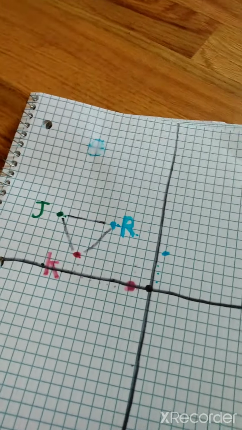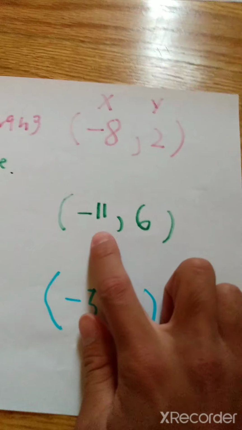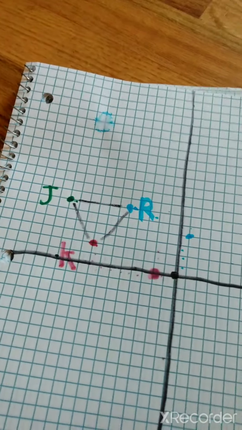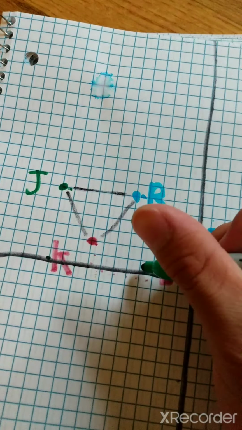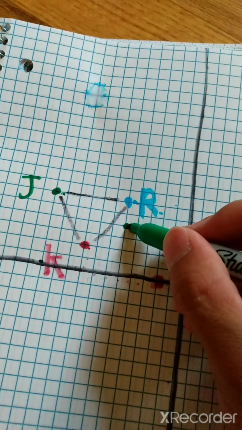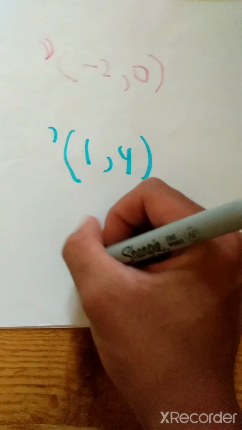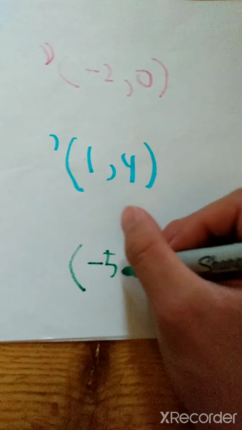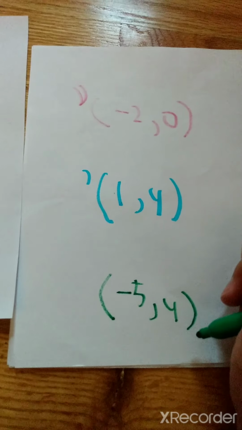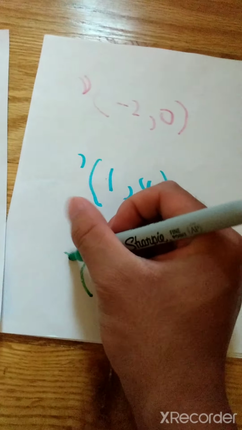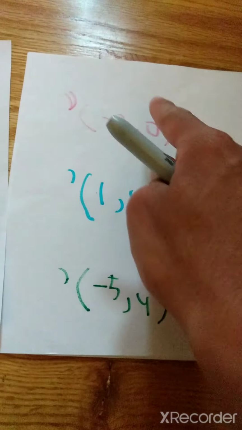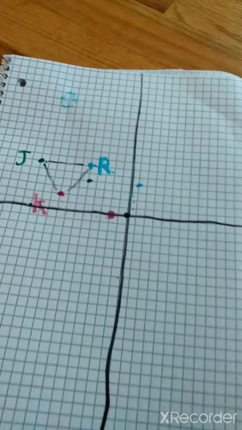Now let's do Jackson Yee. He is at -11, +6. And after doing his translation, he is at -5, +4. So his new spot is going to be -5, +4. That is his new place on the stage. And remember to always add the apostrophes, meaning that this is after the translation happened.